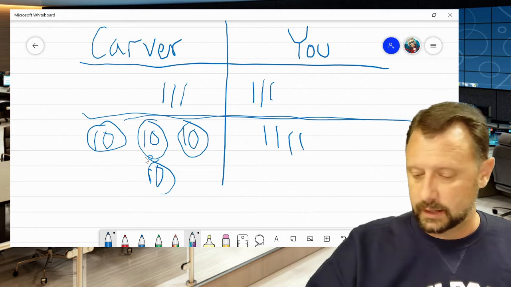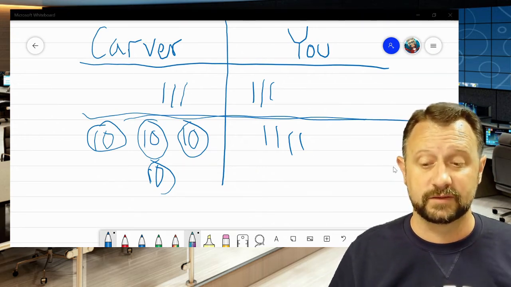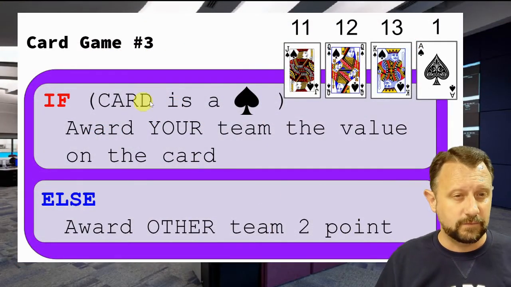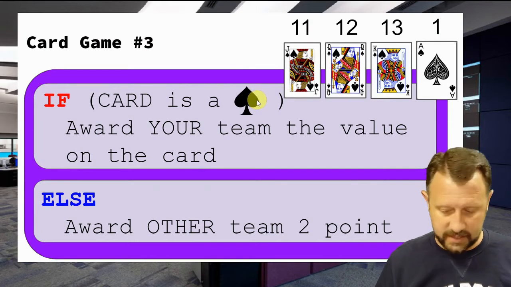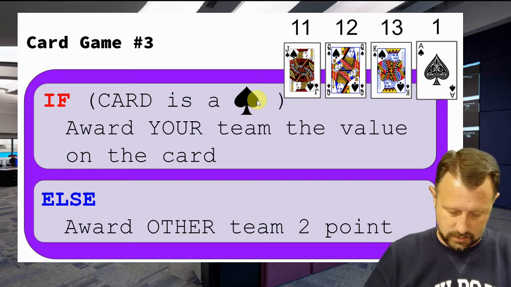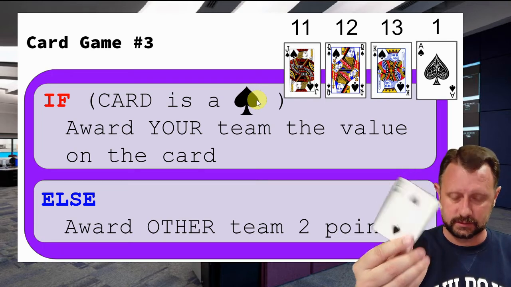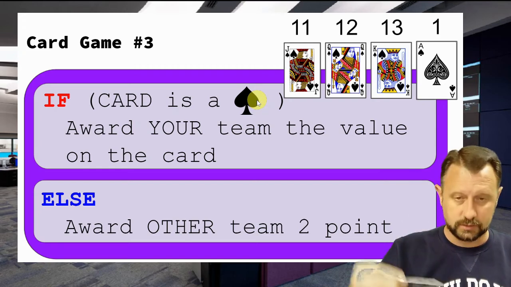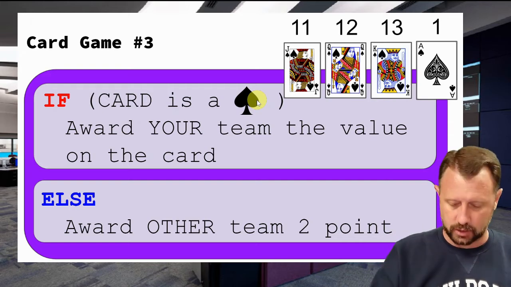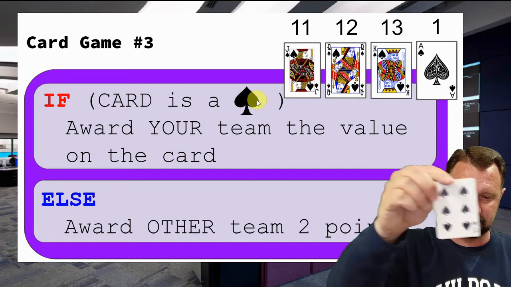Who knows? Let's go ahead and try another game with a different set of conditions. Game number 3. If your card is a spade, so that is any card that is a spade card. So that could be anything. Like this is a spade card. See, it has that little symbol on it, the 2. And here's one, that's a 3. So if your card's spade, award your team the value on the card. So if I had drawn this, this is 6 points because that's the value on the card.